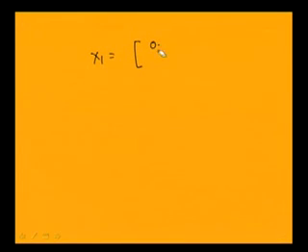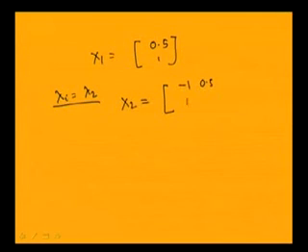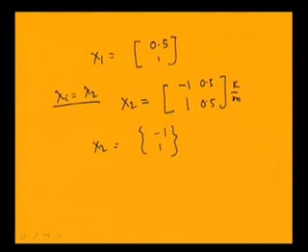Similarly, by substituting lambda I equal to lambda 2, you can find x 2. Finding the adjoint of A minus lambda I will give you minus 1.5, 1.0, 0.5 K by M, or the normalized value of x 2 equal to minus 1, 1. So, you got the normal modes. The first normal mode is x 1, which is 0.51, and the second normal mode is minus 1, 1.